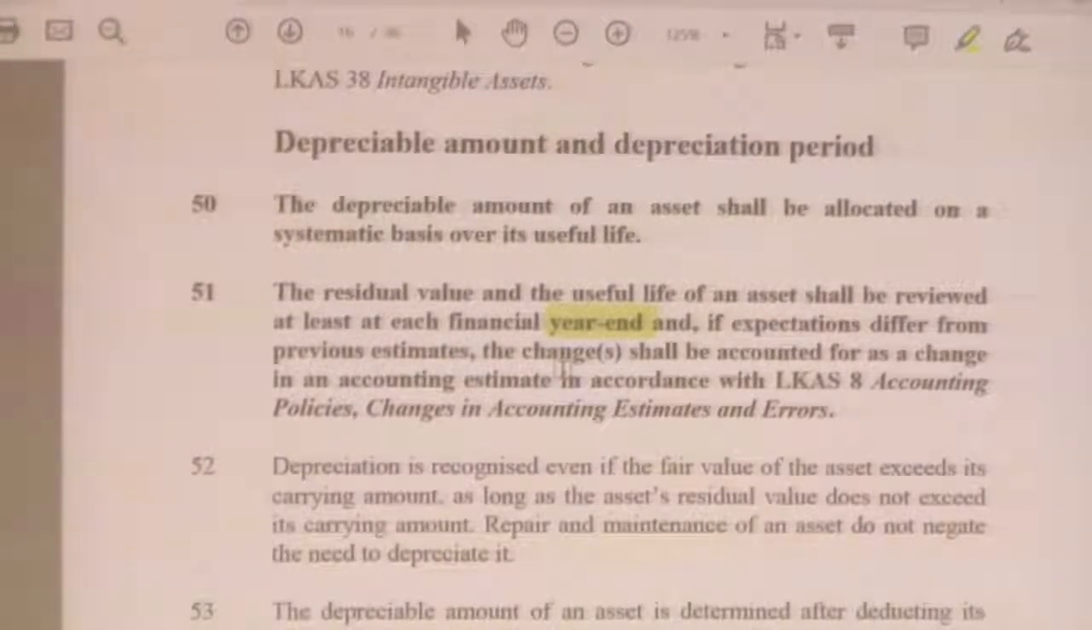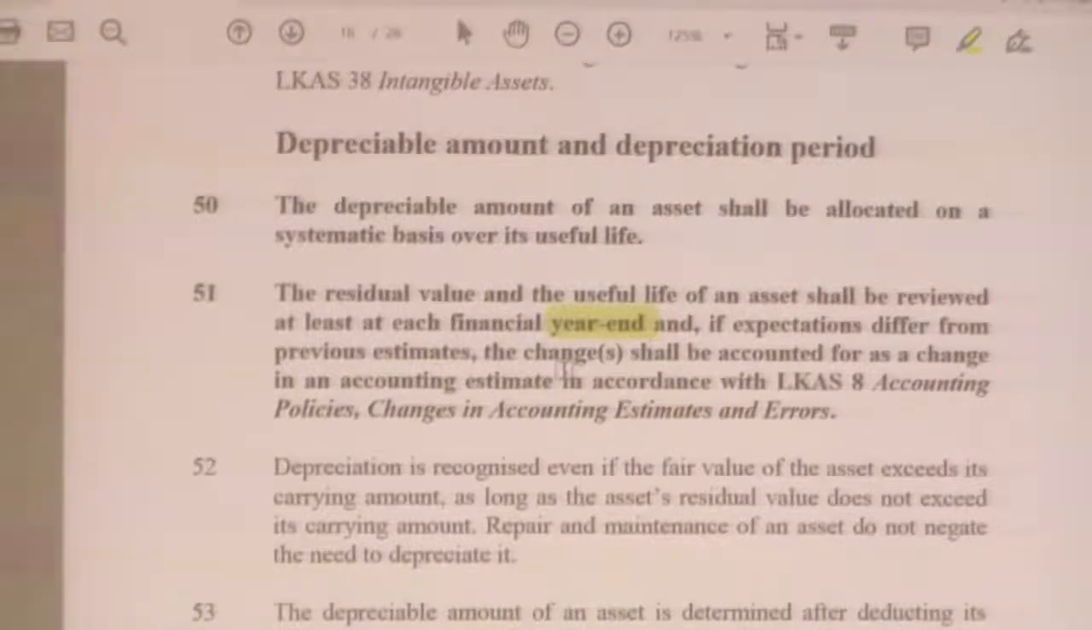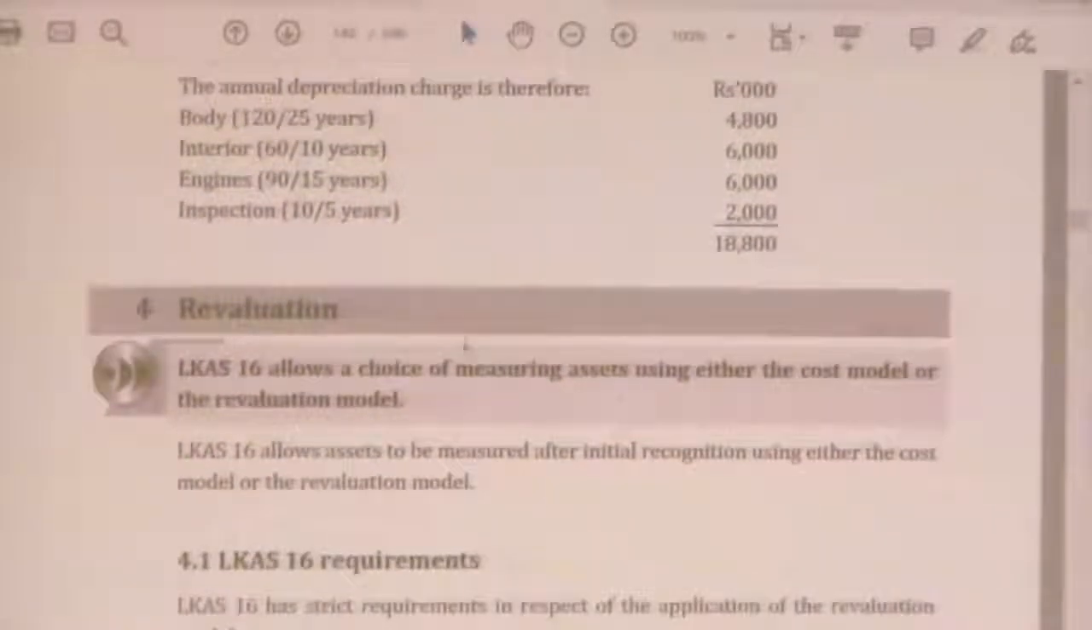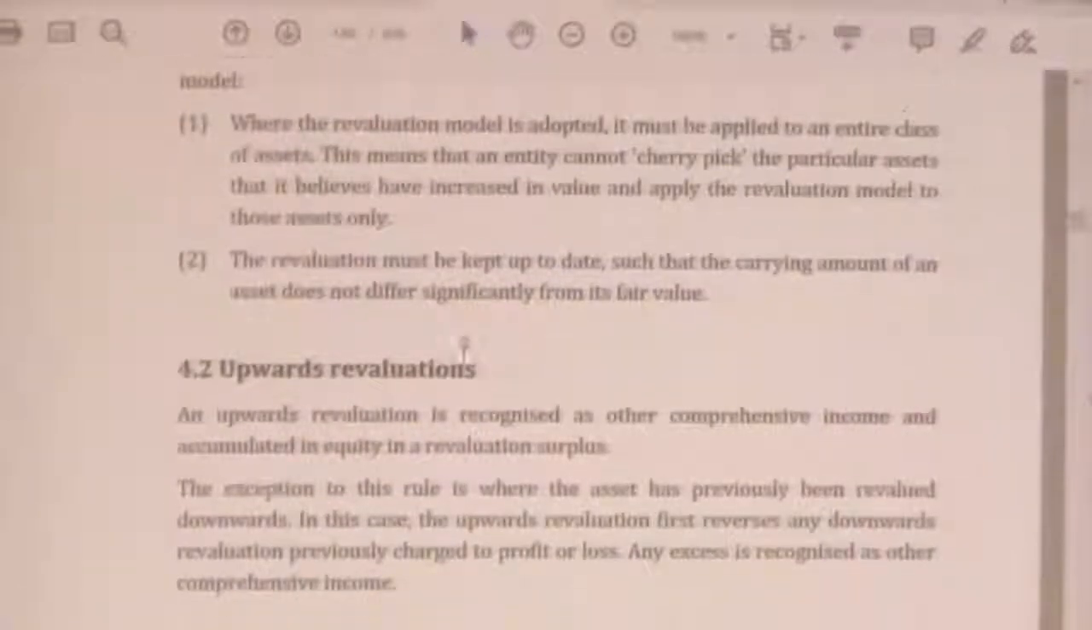This is all about the property, plant and equipment standard, right? Fine. Now I will take a simple example from your study text. So here also you should understand revaluation. Once you do your revaluation, there can be upward revaluation, there can be downward revaluation. Both are possible, right?